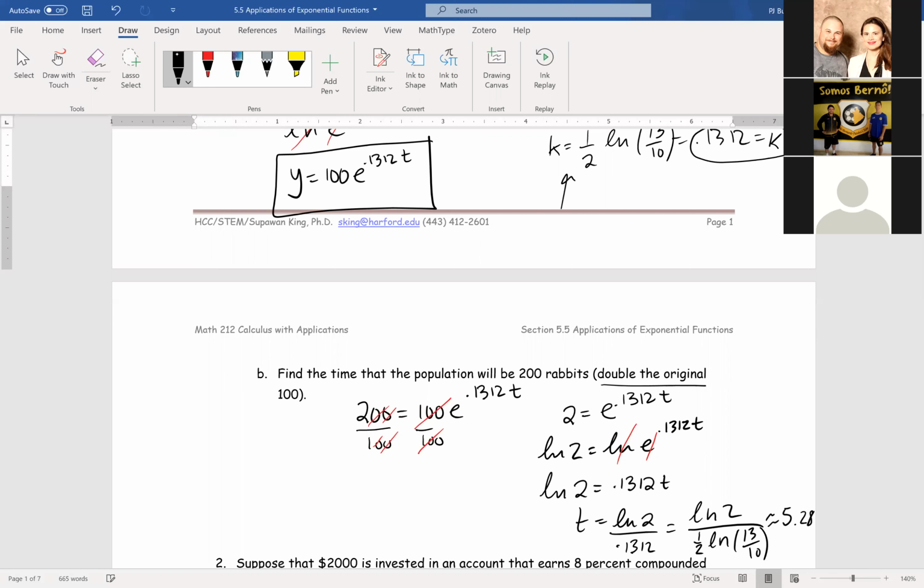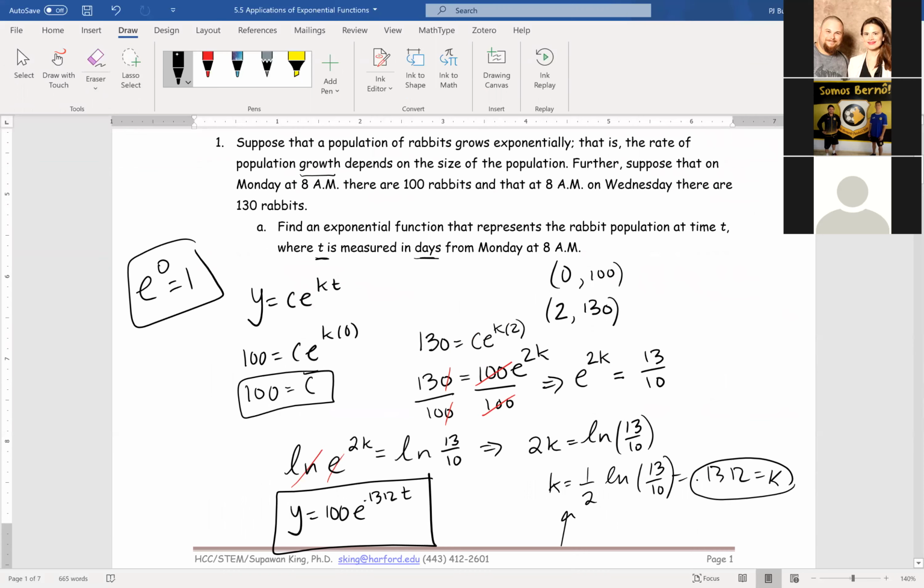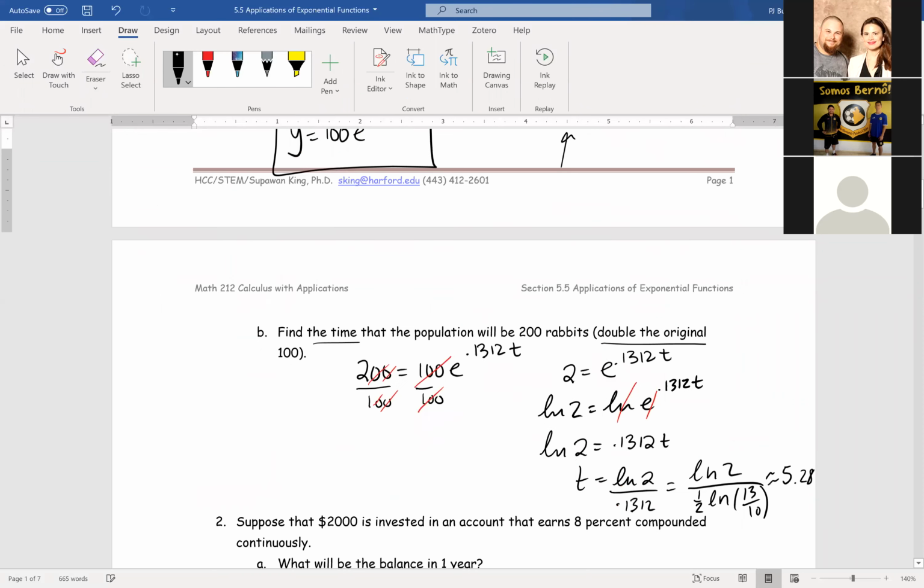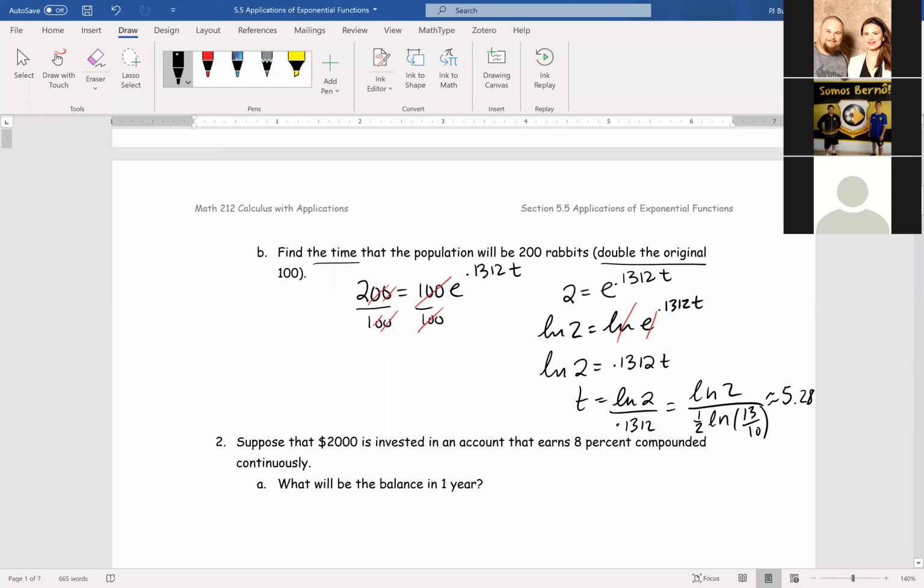Now it says find the time. Time was measured in days, so it appears it has to be over 5 days. So 5.28 days. All right. So not a whole lot of calculus going on here so far. We're really just plugging in and doing some manipulation.